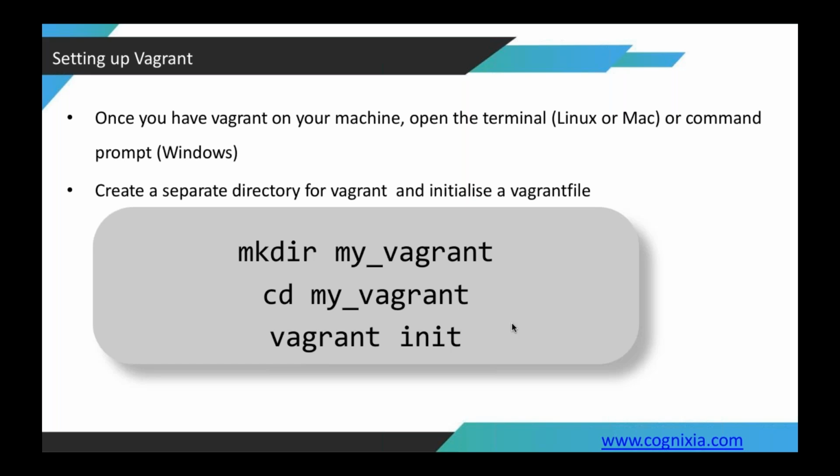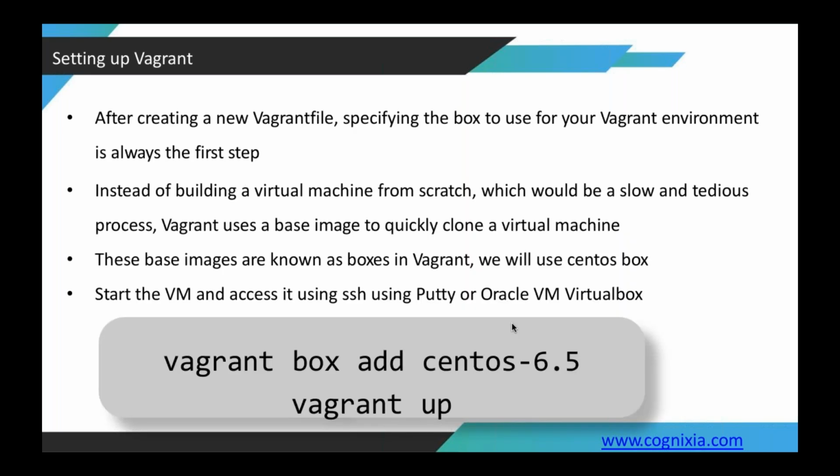All right, so how are we going to start? We are going to create a directory for our Vagrant. Run vagrant init to initialize the Vagrant directory. Once you run vagrant init, Vagrant is going to create a Vagrantfile. Whenever Vagrant creates a Vagrantfile, you can specify all the configurations inside it.